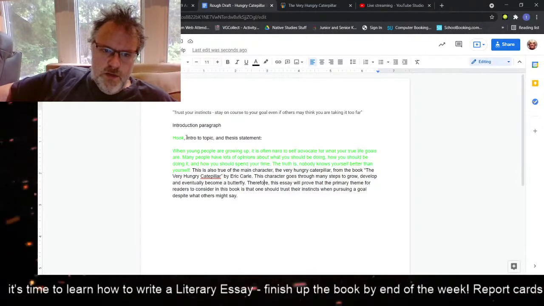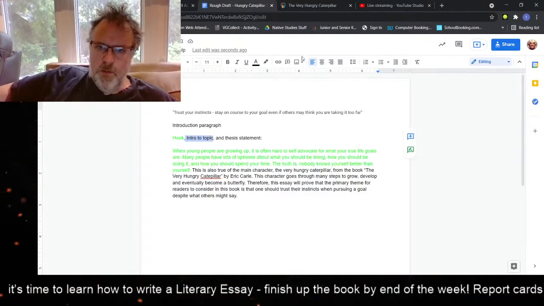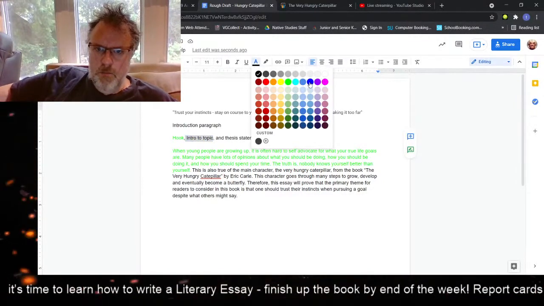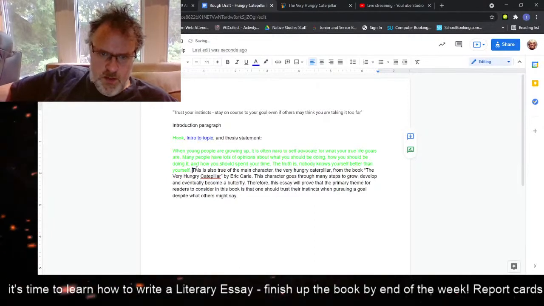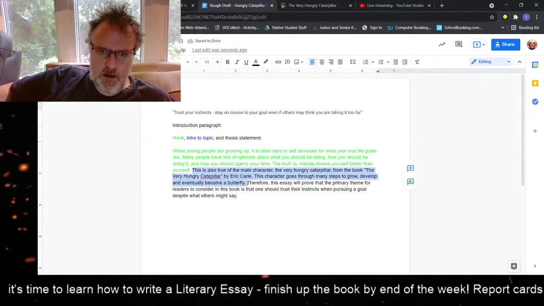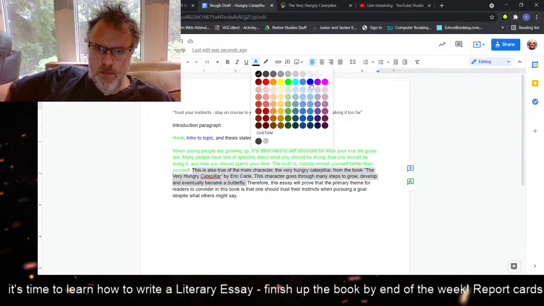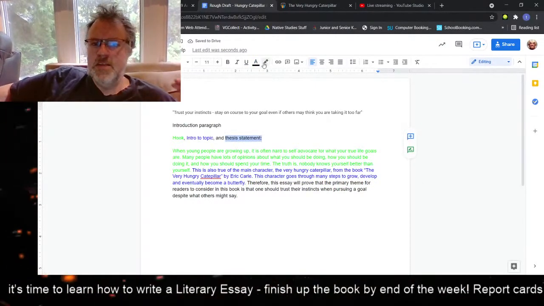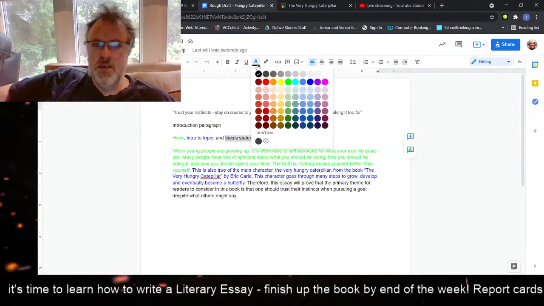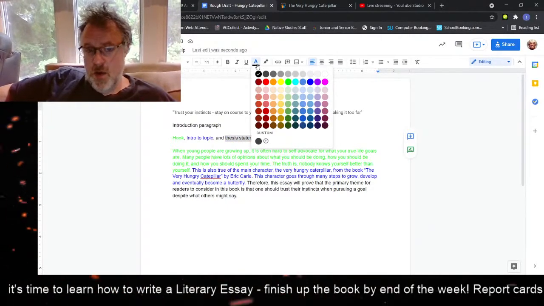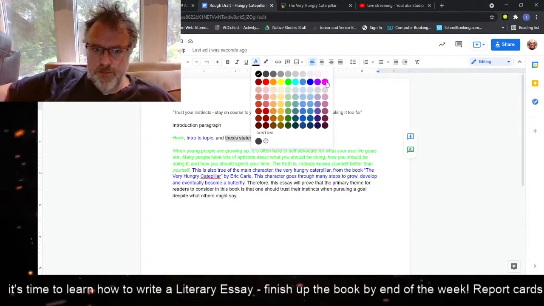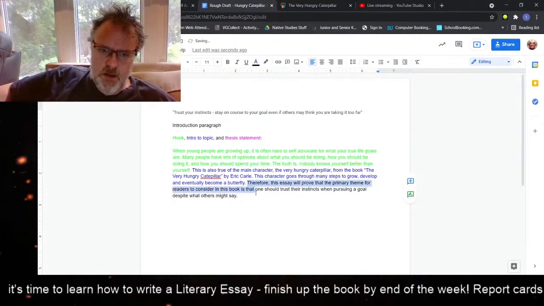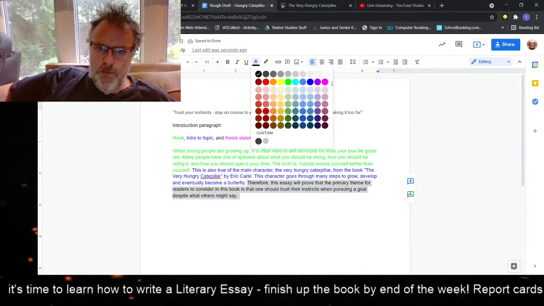Then we get to the intro to topic, which we will make blue. The intro to topic is right here. And then your thesis statement. Again, a thesis statement is an answer to your question. The question is, what is a theme that exists in this book? So your thesis statement is in purple.